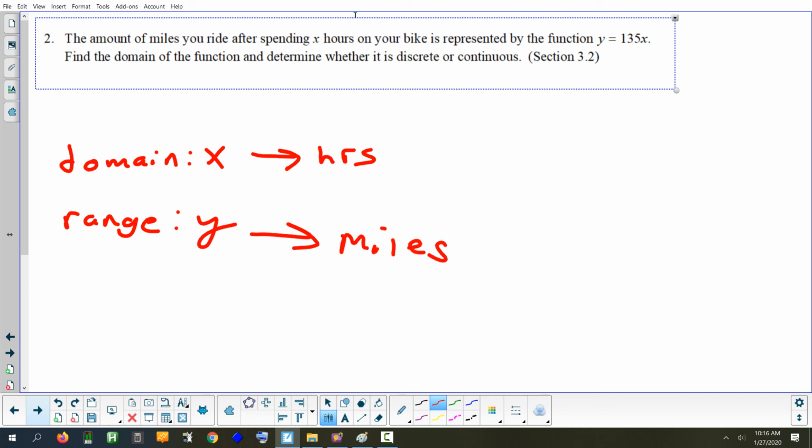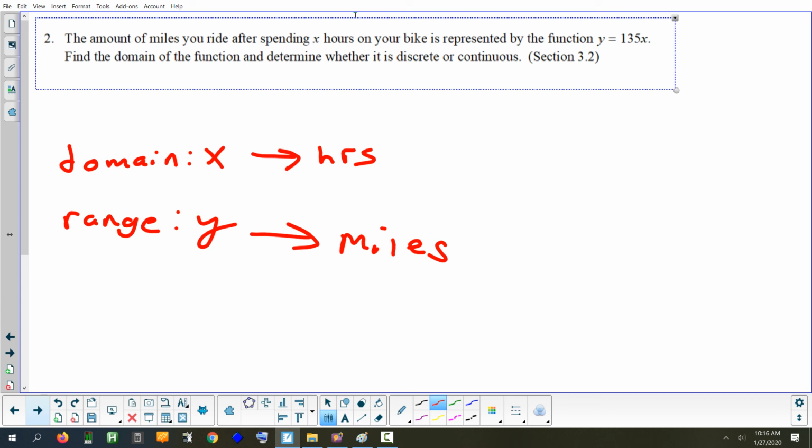Okay. So we're focusing on the domain, which is X. To find the domain, all you have to do is ask yourself, what kind of numbers can you use for X? The three things I ask myself in my head: can I do positives, negatives, zeros? And then I think about, once I know that, can I use decimals? So let's look at X.